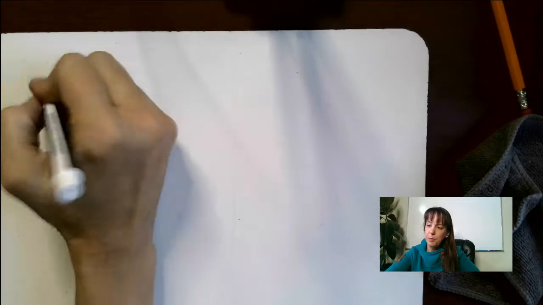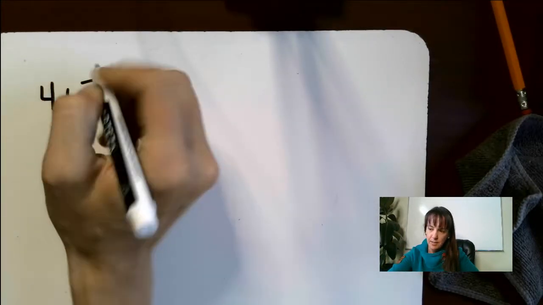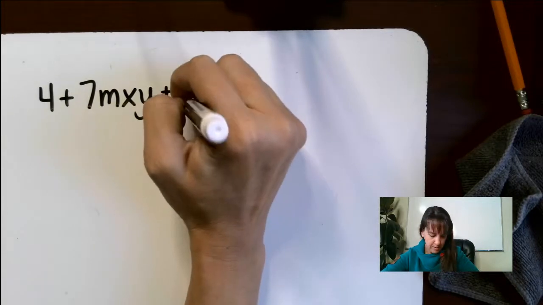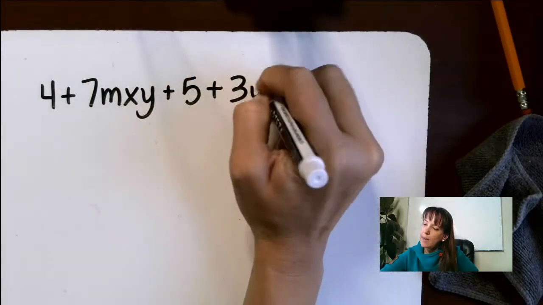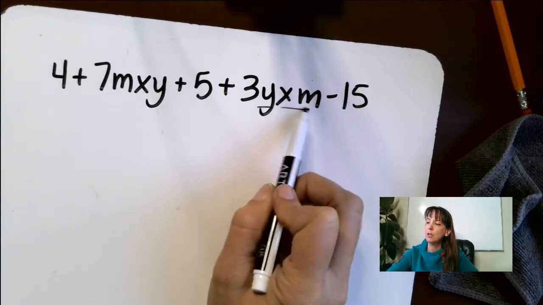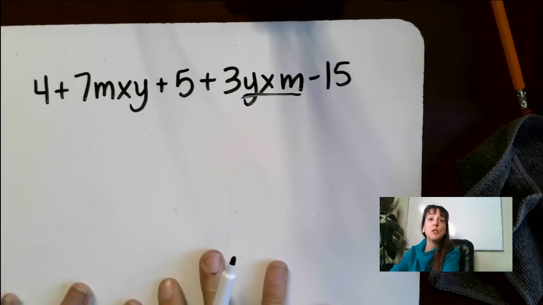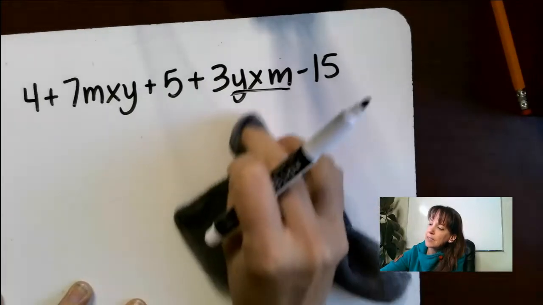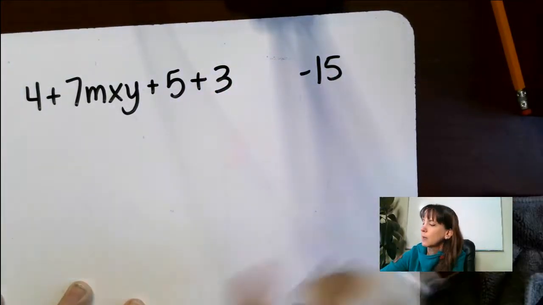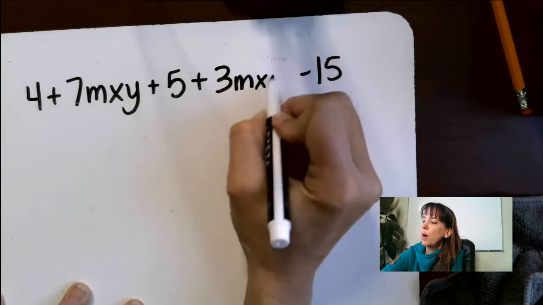Okay. So for example 3, we have 4 plus 7mxy plus 5 plus 3yxm minus 15. And already you can see within that chunk, we have not put that in alphabetical order. So let's do that. It's going to be mxy. I had to think about that. I'm like, x, y, z. Yes, okay. mxy. Beautiful.